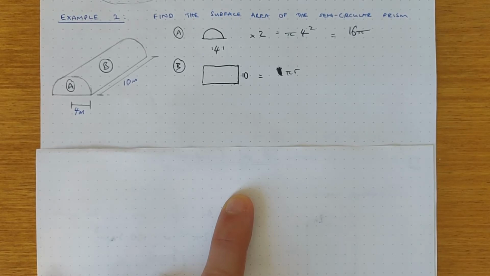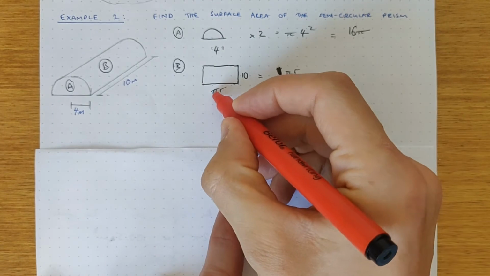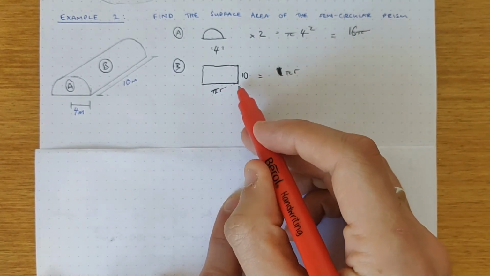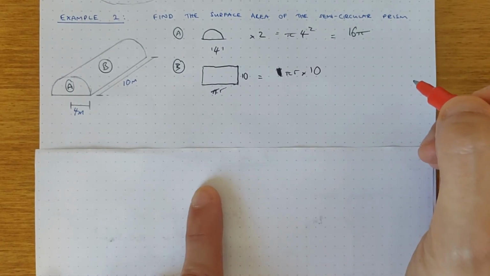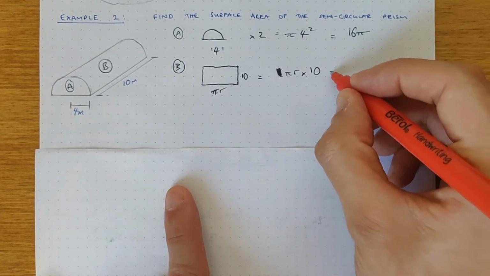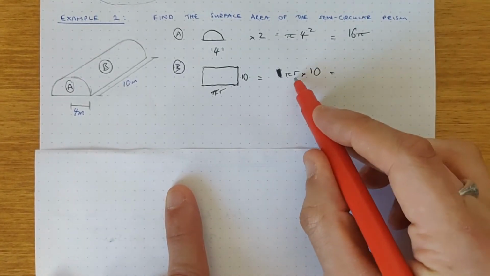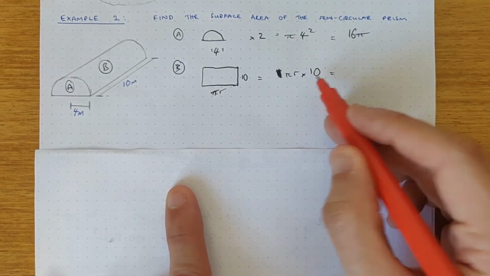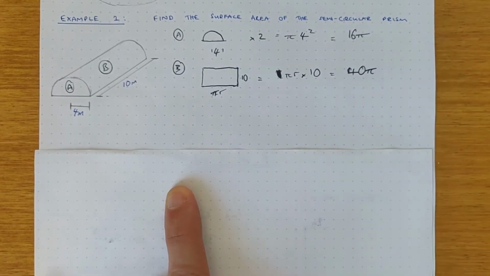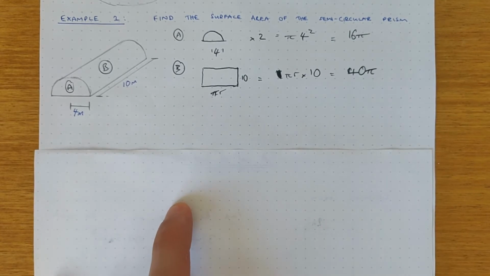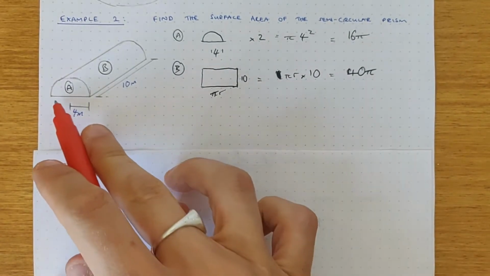Okay, now that's the base, so pi r, and I've then got pi r times by 10, okay, and I know that in this case r is 4, which gives me pi times 4 times 10, which is 40 pi. Now, my last face, the last one I'm going to look at, is on the bottom.